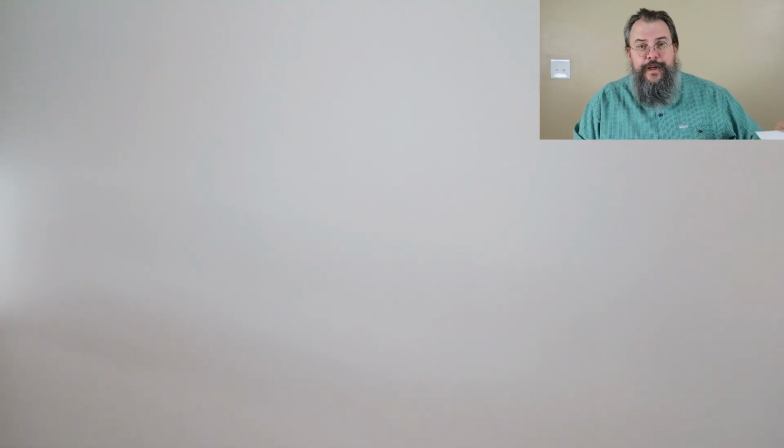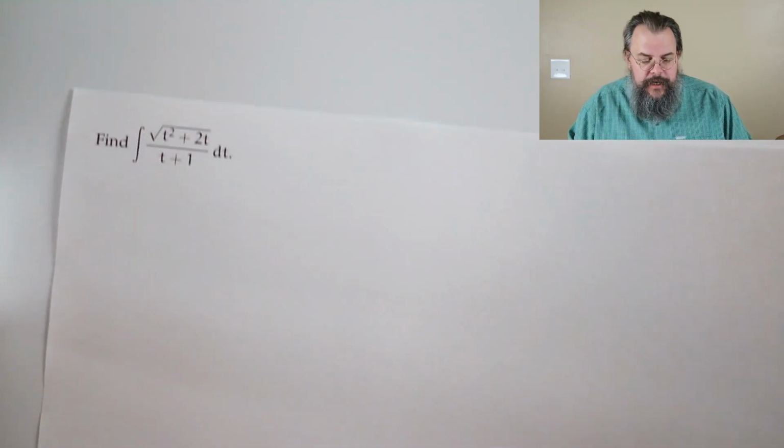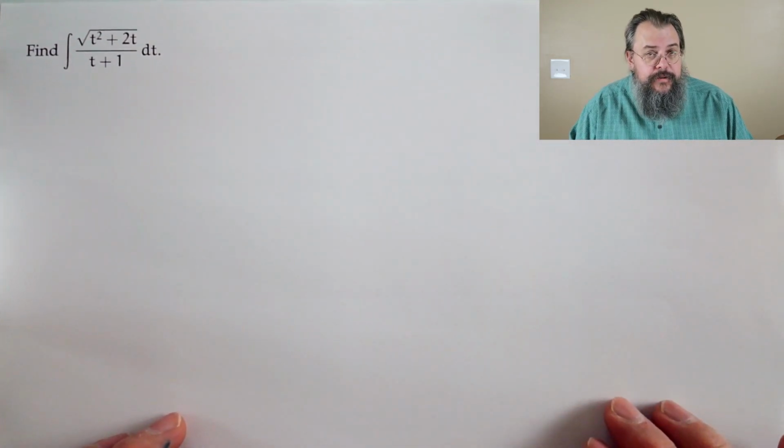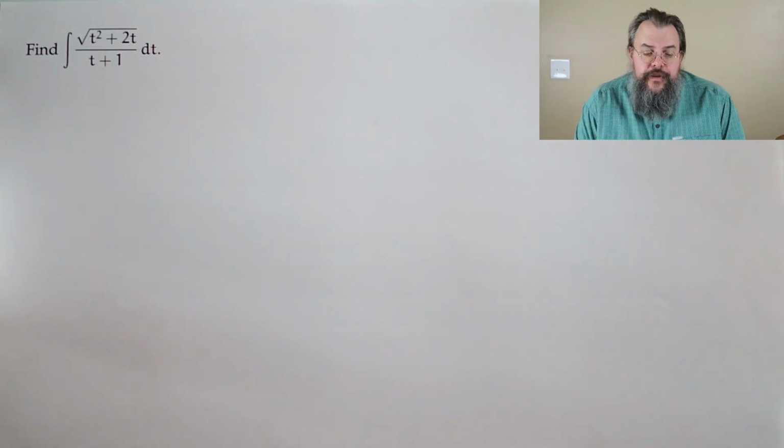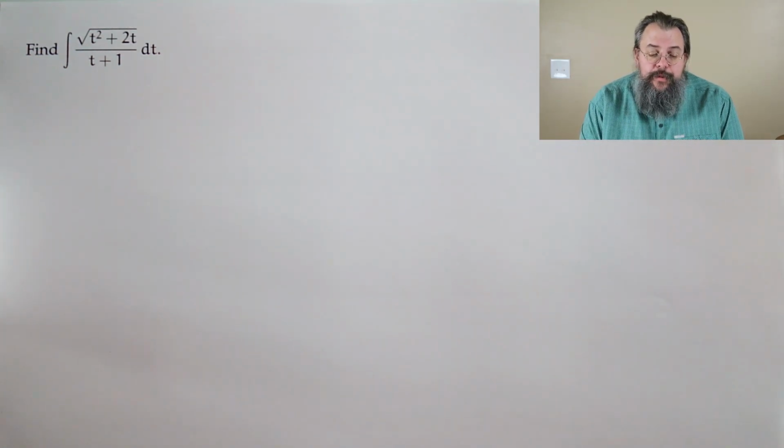Well, another problem, right? Of course. We should always keep working. The more we do, the better we get. So, our next problem. Find the integral, the square root, t squared plus 2t dt over t plus 1. Oh, okay. This one looks like something.